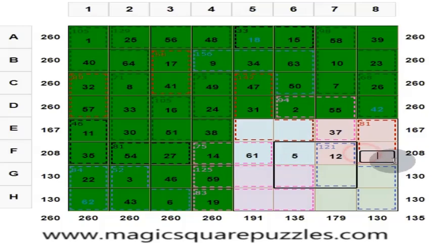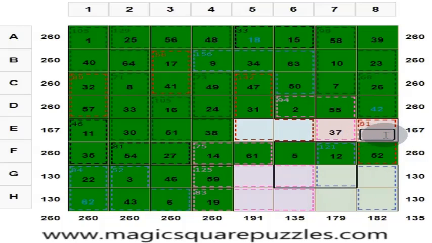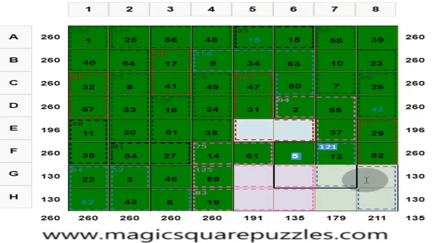And what will come here? Here you put 52. And what will come here? Here you get 29. Okay. And what else you can find out? Say, see, these two numbers are 81. And since these two numbers are 81, these two numbers should be 49. But we know that these two numbers are 49.